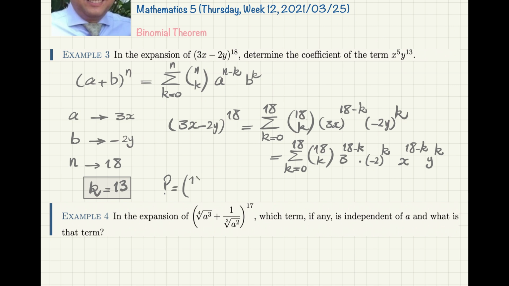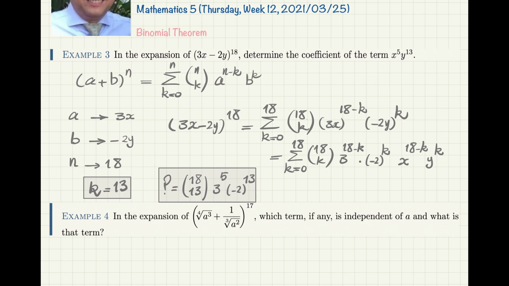So what happens? It becomes 18 choose 13, and then you have 3 to power 5 minus 2 to power 13. And I really don't care if you want to simplify it or not. You just write it in this form. That's it. We don't need to simplify. Of course, if you have a calculator or computer available, and if you really want to calculate the numerical value at the end, you have to calculate all this number. But that is the number that I was looking for in asking this question from you. Is that understandable?